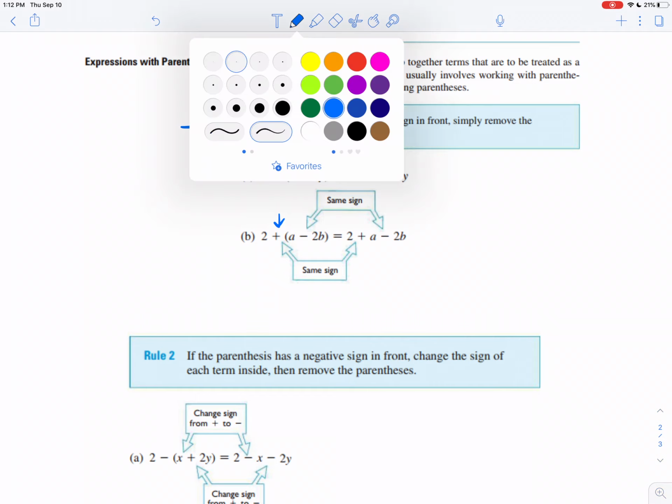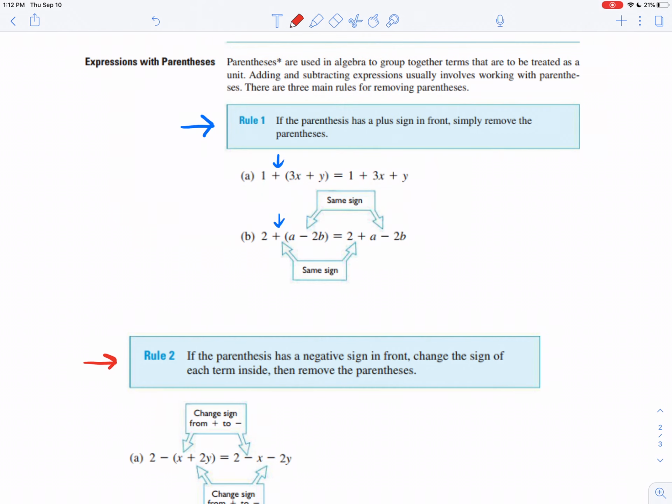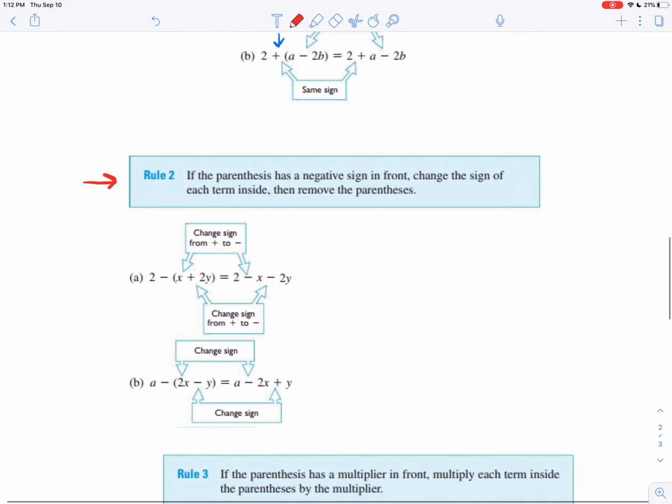However, if the sign that is in front of that first parentheses is negative, then what it will do is change the sign for every term inside the parentheses, right? So notice right here, there was a negative in front of the parentheses, so everything inside parentheses became negative. The x became negative, the 2 and the 2y became negative, and then I was able to drop the parentheses.